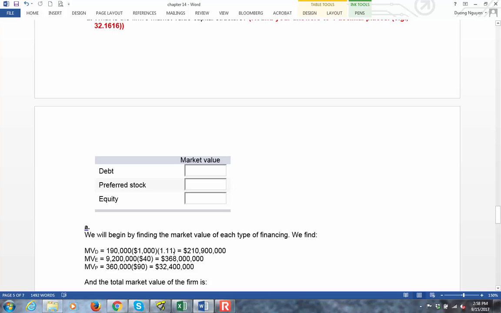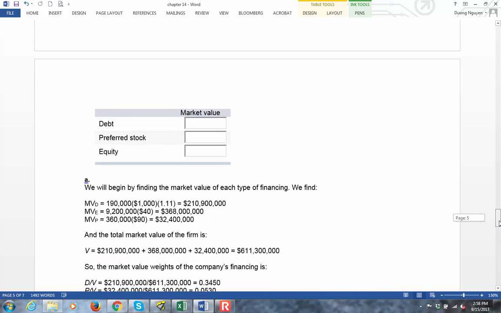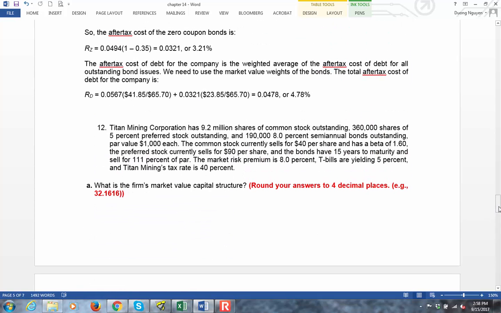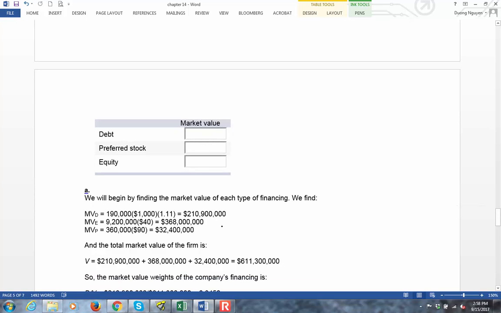1.11, which is the price the bond is currently selling at. So you have $210,900,000. The market value of equity is the price times the number of shares. The price is $40 times the number of shares, 9.2 million, and equal to 368 million.